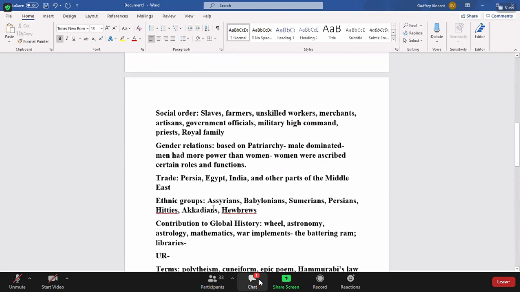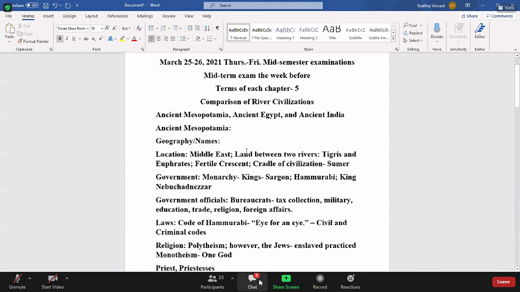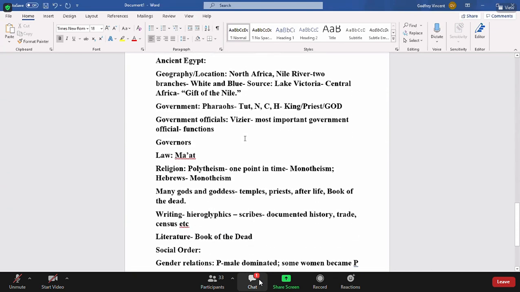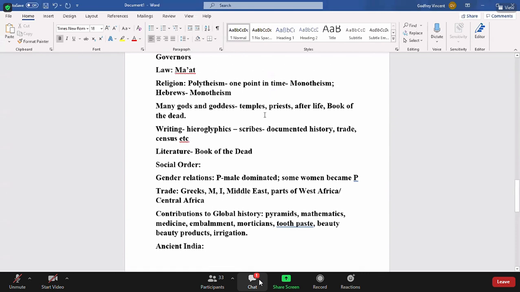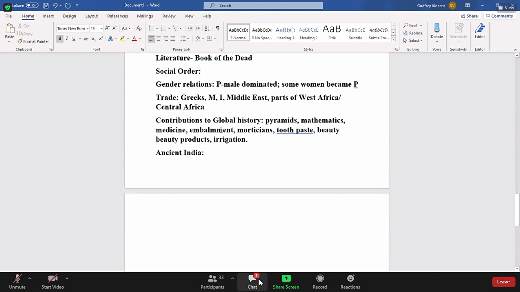So when we look at both civilizations, we could compare and contrast. Let's see the last one, ancient India. Because after today, I'm not going back to this. We are moving forward. Next Tuesday, we are going into China. So I expect you to know these three chapters, well, chapter two and three.